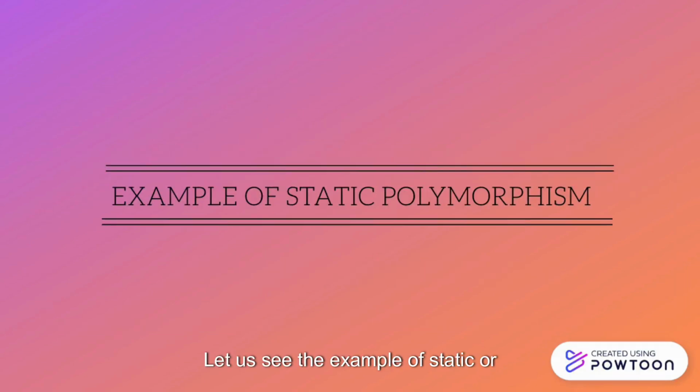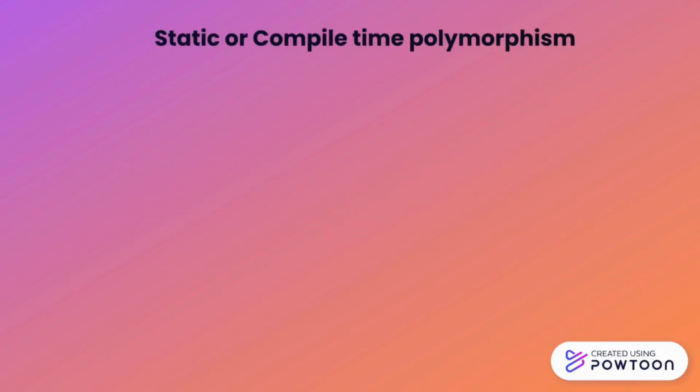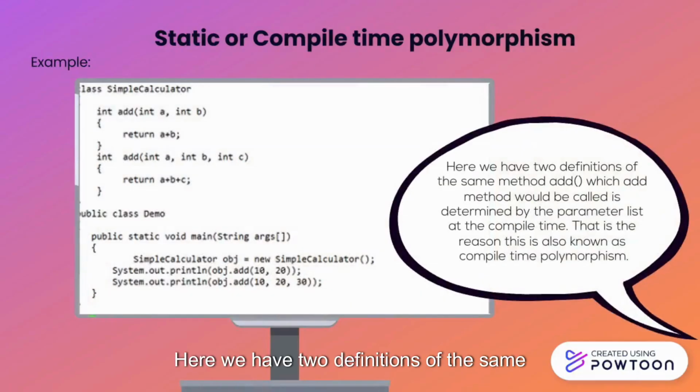Let us see the example of static or compile-time polymorphism in Java. Here we have two definitions of the same method add. Which add method would be called is determined by the parameter list at compile time. That is the reason this is also known as compile-time polymorphism.